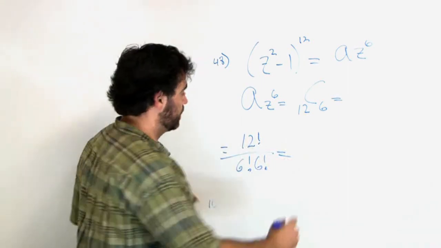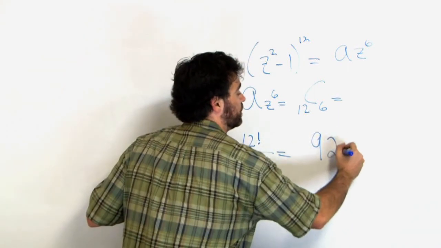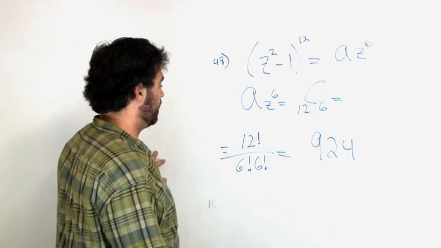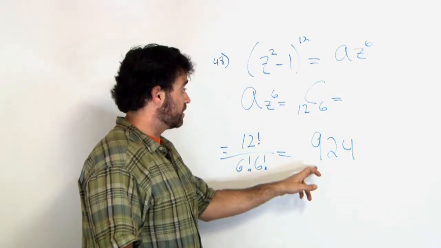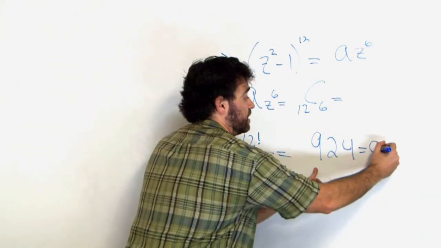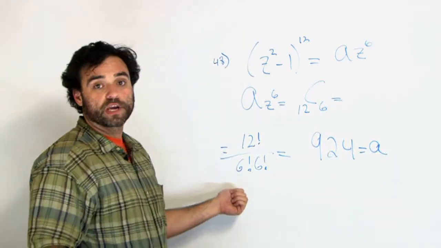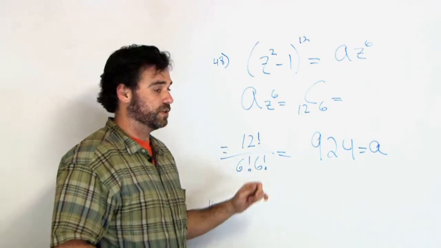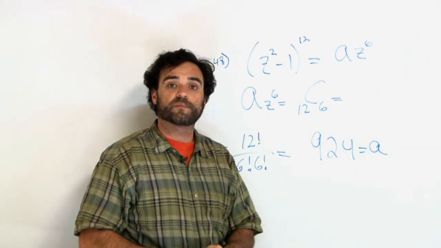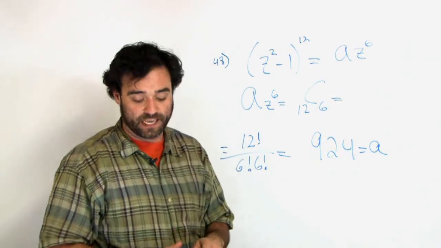924. Okay, so there it is, 924, and that is what a is equal to. Okay, and this you can work out in a calculator. We've worked out a bunch of these problems before, so it's 12 factorial over 6 factorial times 6 factorial, which turns out to be 924, which is a.